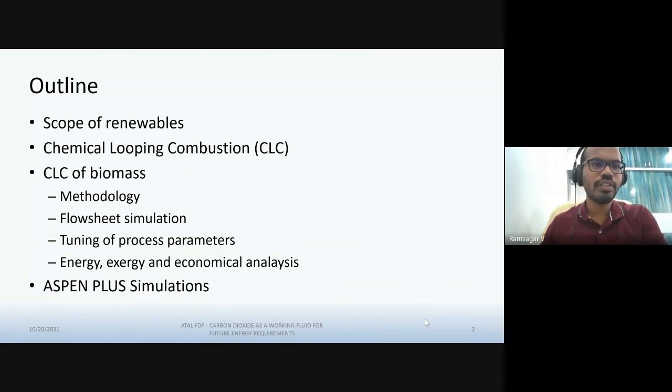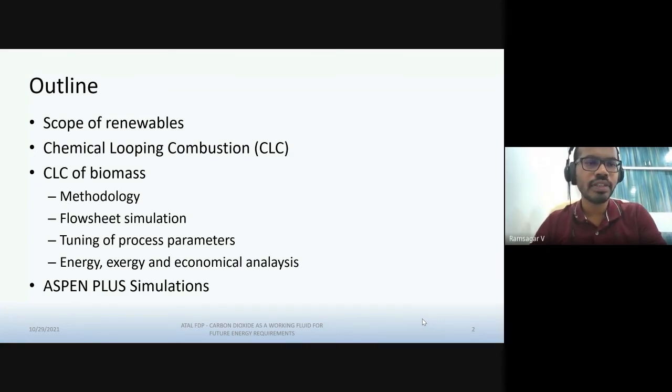So in this session, first I'll briefly talk about the scope of renewables. Then briefly about chemical looping combustion, because the introduction of the chemical looping combustion concept is already presented by my colleague Dr. P.V. Suresh in his presentation. So I'll cover that in maybe one or two slides, followed by CLC, chemical looping combustion of biomass.